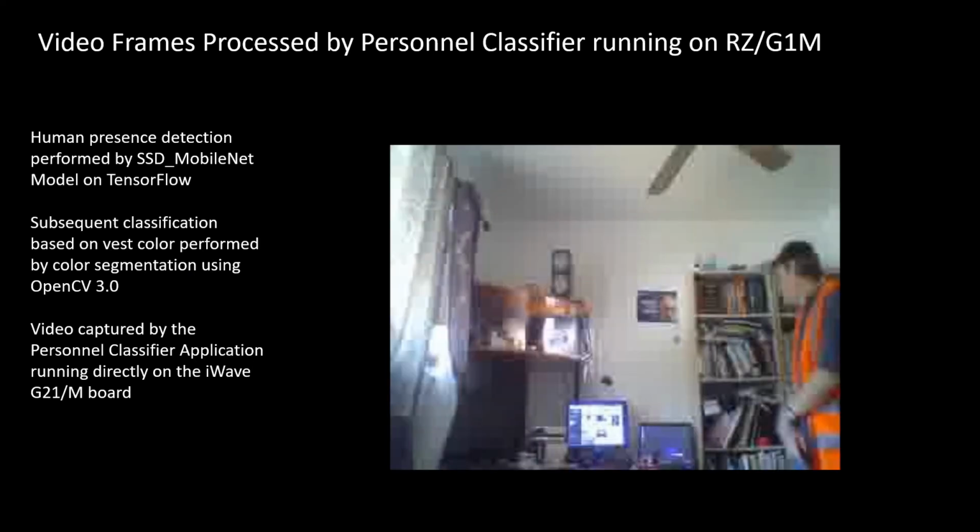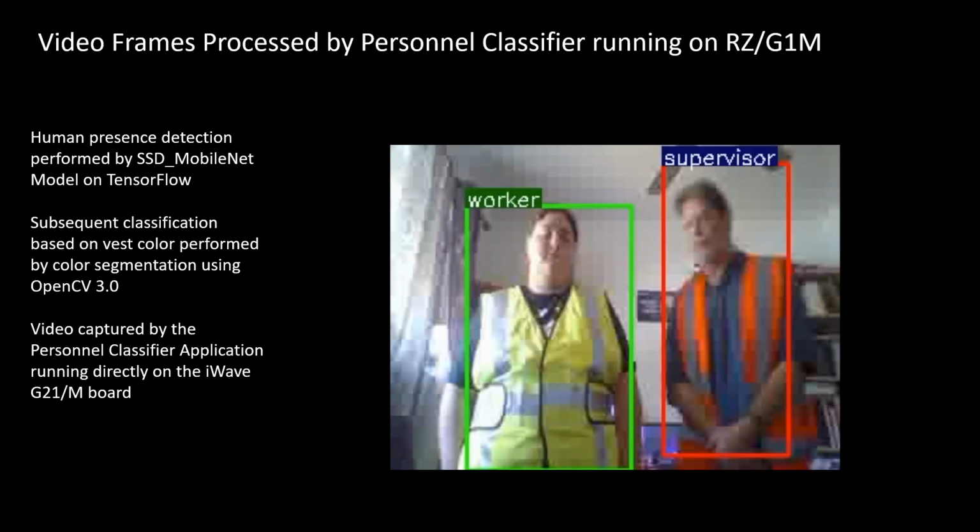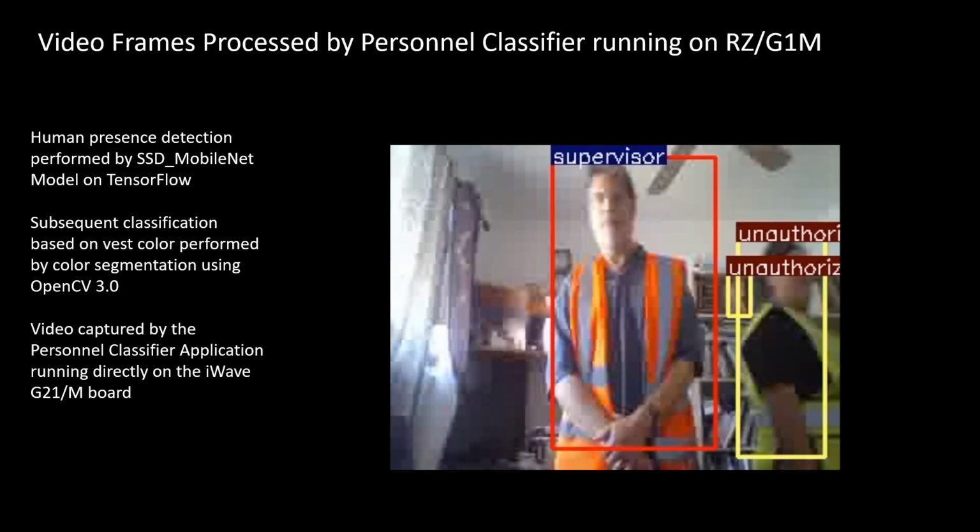In this video, we see an actual demonstration of the PeopleSense CV industrial personnel classifier running directly on the iWave Q7 development board. In this case, we see human presence detection performed by the SSD MobileNet model on TensorFlow. Subsequent classification based on vest color is performed by color segmentation using OpenCV 3.0.